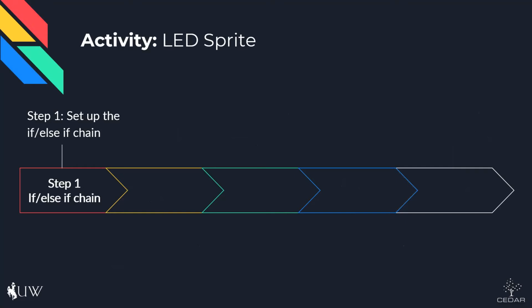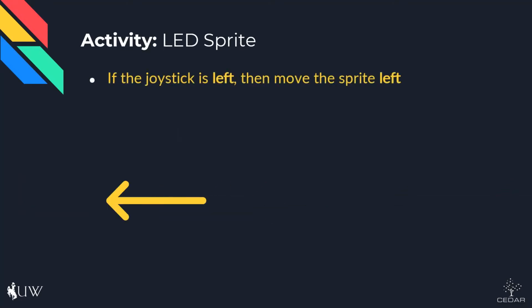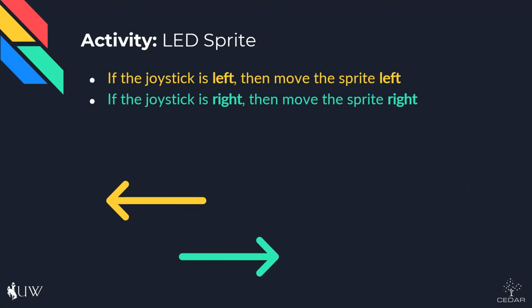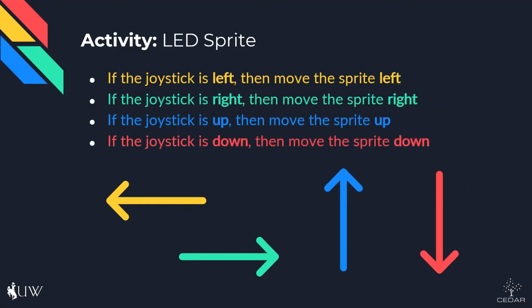Step 1. Set up the if-else-if chain. To start our program, we want the ability to do different things depending on where the joystick is. If the joystick is left, then move the sprite left. If the joystick is right, then move the sprite right. If the joystick is up, move the sprite up. And if the joystick is down, then move the sprite down.